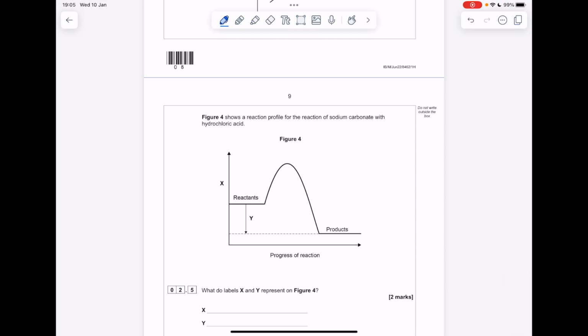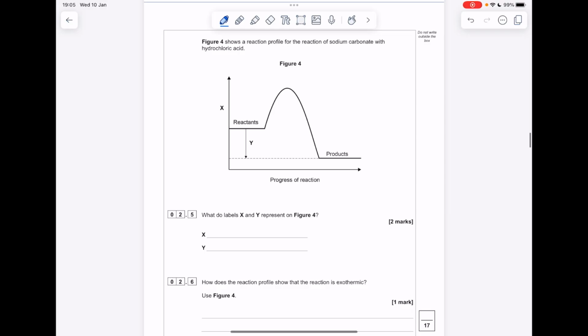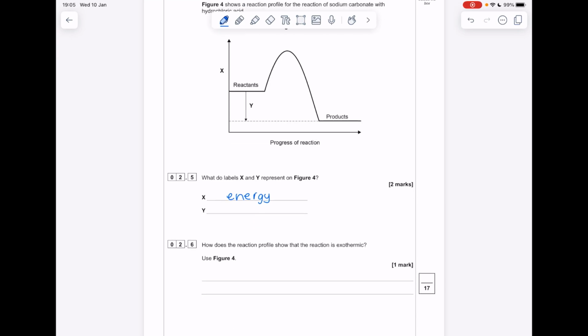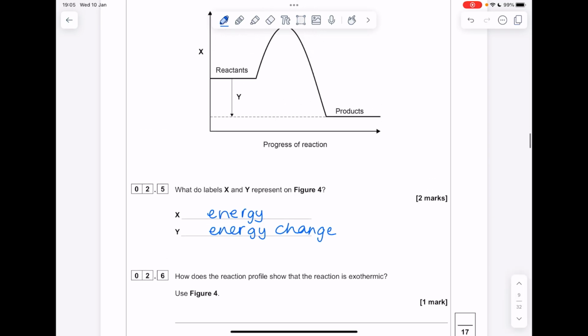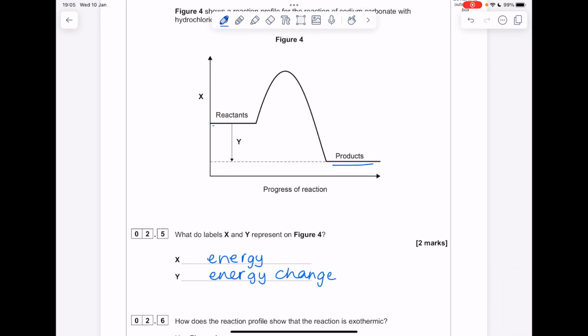Figure 4 shows a reaction profile for the reaction of sodium carbonate with HCl. What do the labels X and Y represent? So X is energy. Do learn these endothermic and exothermic profiles. Y is your energy change. How does the reaction profile show that the reaction is exothermic? You have to look at these levels here. Because the products have less energy than the reactants, we know that it's exothermic. If they were higher up here, it would be endothermic.